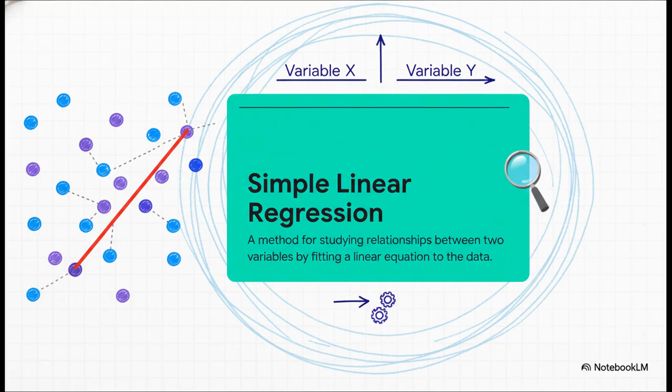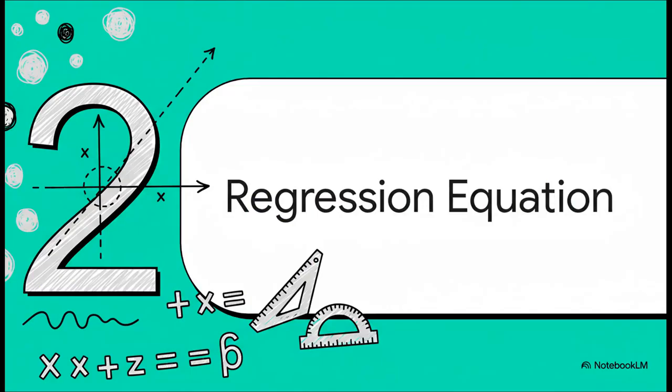It's a statistical method that lets us study these kinds of relationships. But it's not about just drawing any old line, it's about finding the one specific line that best represents the data. So, how do we get from that gut feeling to something precise, something mathematical? Well, we need to translate that line into the language of math. And for that, we need a regression equation.